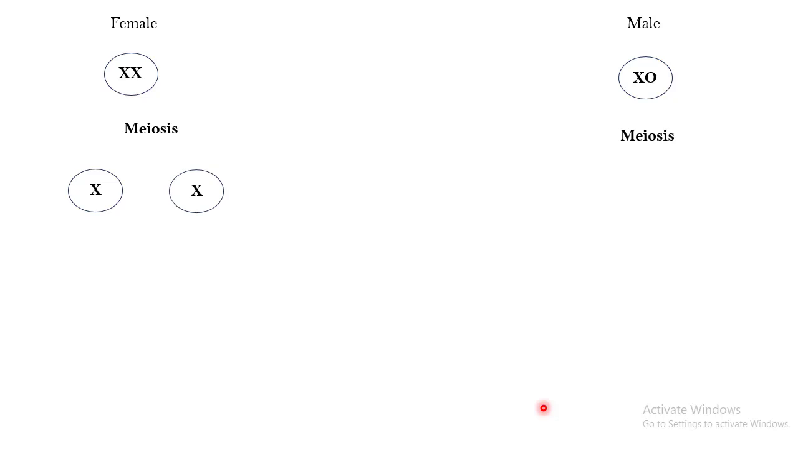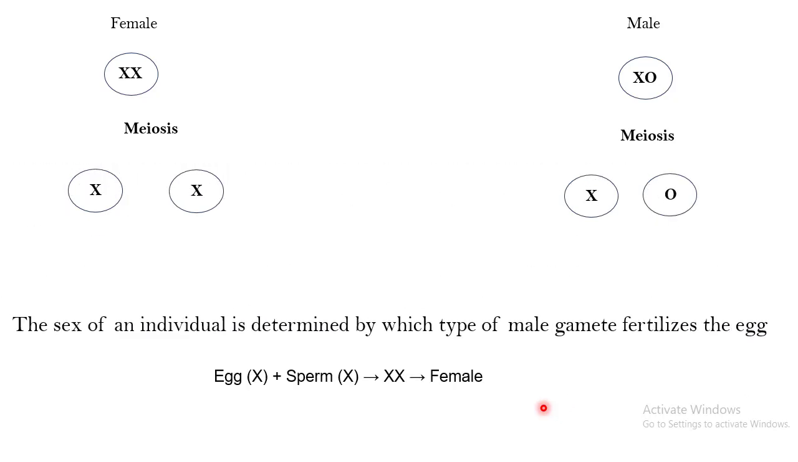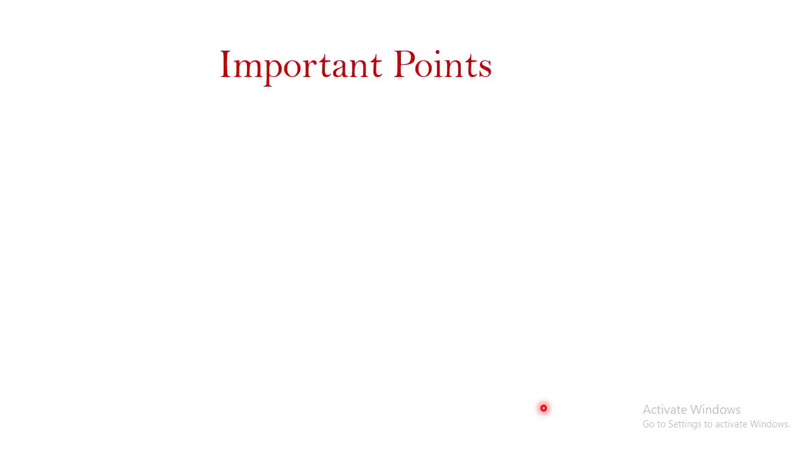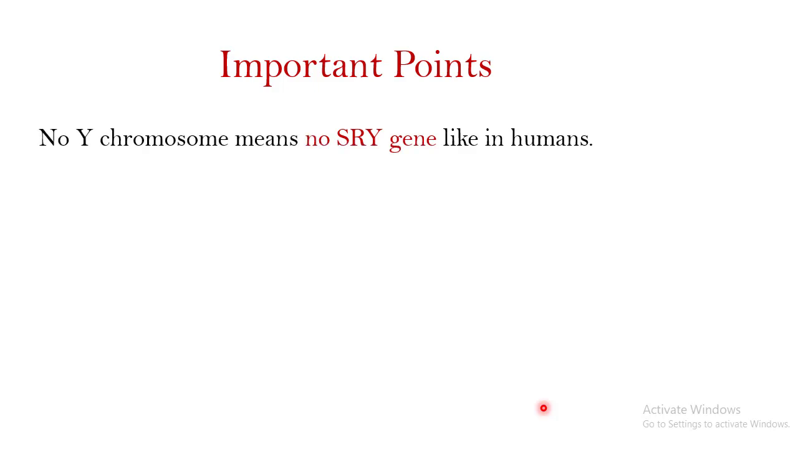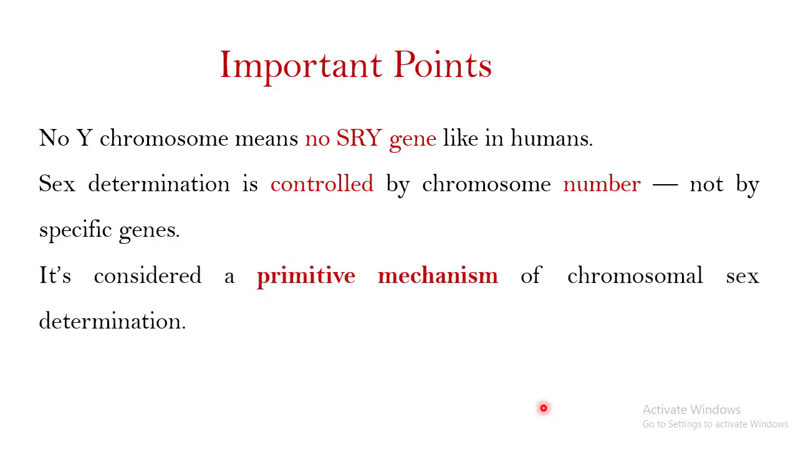And we talked about their meiosis, what happens during meiosis that leads to the female and the male individuals. Then I told you about some important points: there is no SRY gene in the XX-XO system, sex determination is controlled by the number of chromosomes, not by specific genes, and it is a primitive mechanism of chromosomal sex determination.